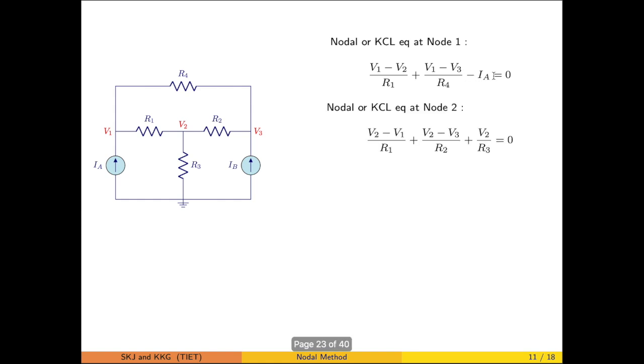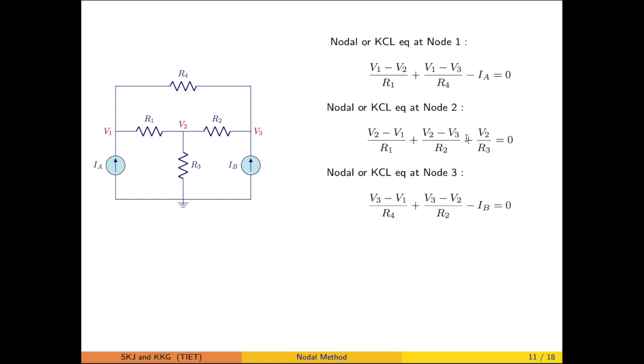This procedure has to be repeated for the second node, so that is giving you (V2 minus V1) upon R1 plus V2 upon R3 plus (V2 minus V3) upon R2 likewise. On similar lines you have developed the equation for the third node as well.